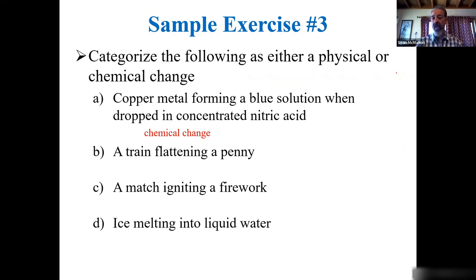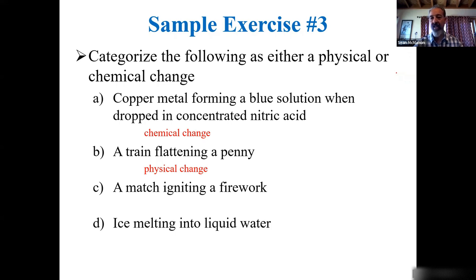A train flattening a penny. I used to do stuff like this. You take a coin, you put it on the railroad tracks, obviously you don't stay there. You run out of the way, the train goes by, you go back, and now it's flat. Well, the penny is still the penny. I didn't change its composition, I just changed its shape. So what is that? Physical change. It still has the same components, unless some of the train scraped it off. It might still have the same mass, right? Usually when it's a physical change, it has the same mass if you contain everything.